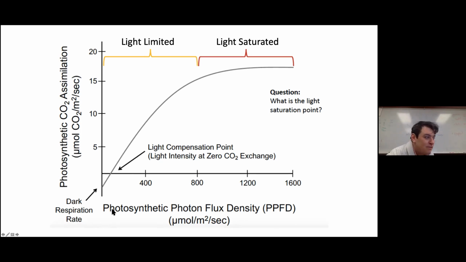And I want you to notice a few things about it. The first thing is that the y-intercept is down here below the origin, so it's in this negative area. And we call this the dark respiration rate. Can someone explain what we might mean by dark respiration rate and why it intersects here on the negative side? Take a stab at it.